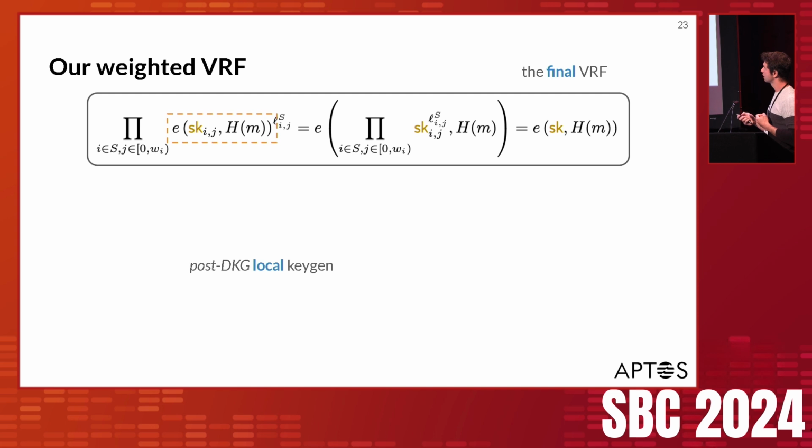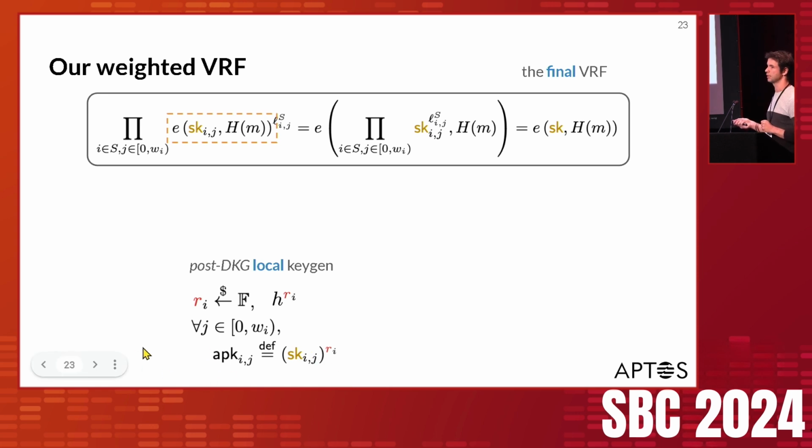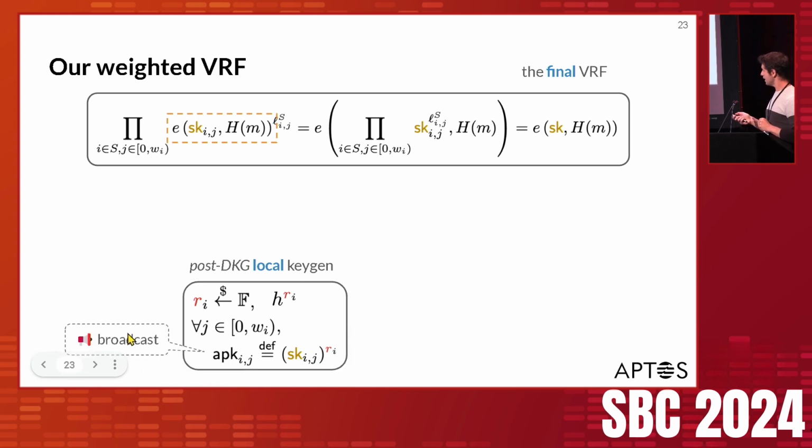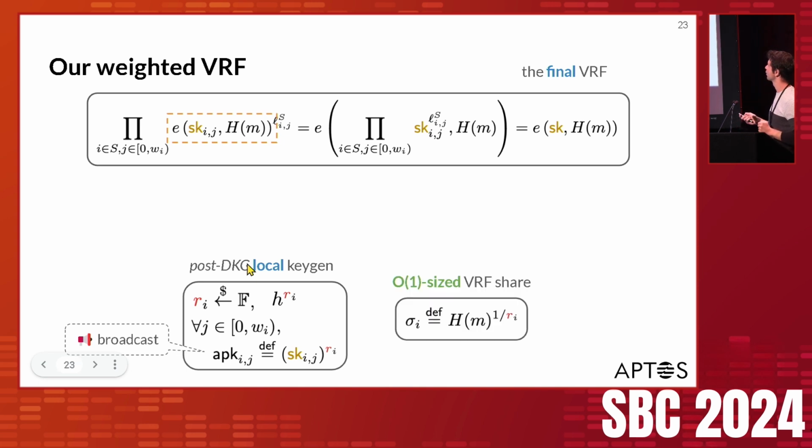So what we do is, after the DKG finishes and the validators have their shares, we do a post-DKG local key generation phase. So each validator i will pick some randomness Ri, and will commit to this randomness. And then, for each share of validator i, they will randomize their secret key with this Ri, and compute what we call an augmented public key. And then the validator i will broadcast their augmented pub key together with this Ri commitment to all other validators. So now everyone has everybody else's APKis.